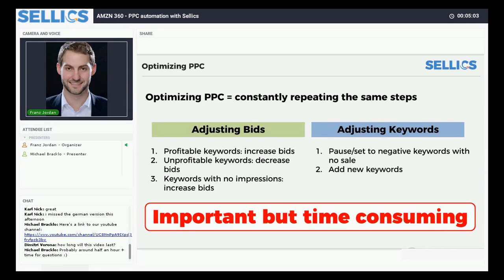So we had a survey at Sellics where we asked our users how often they go into, how often they manage their PPC campaigns.